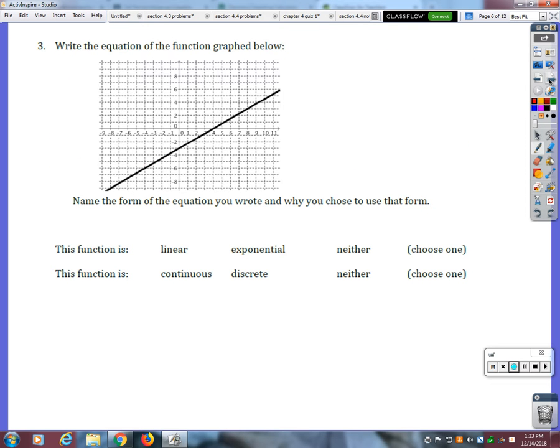All right, let's take a look at the next one. Write the equation of the function graph below. Now, some of you struggled with this a little bit on the quiz we had the other day. Remember that you can always take a graph and turn it into a table by finding some good, clean points on the graph. Okay? So if that's what you need to do to be able to come up with the equation, then that's what you should do. Okay? So again, let me give you a quick second. If you can do it just by looking at the line, then that's great.